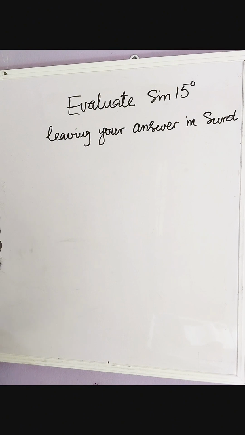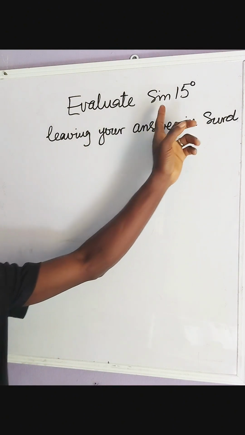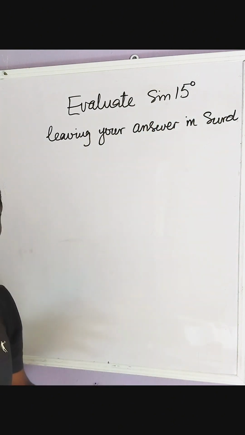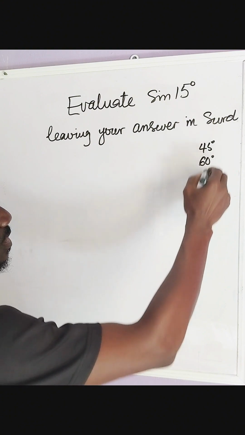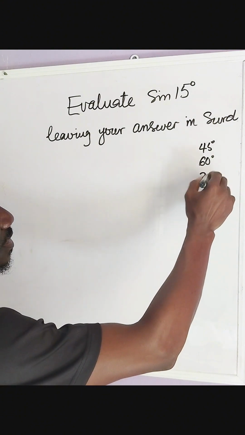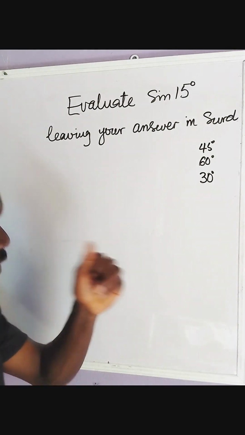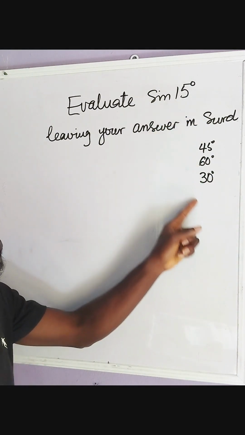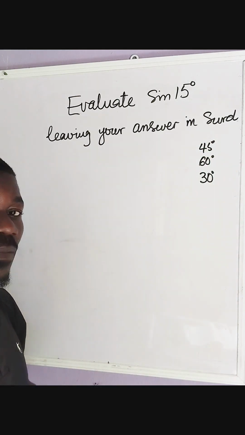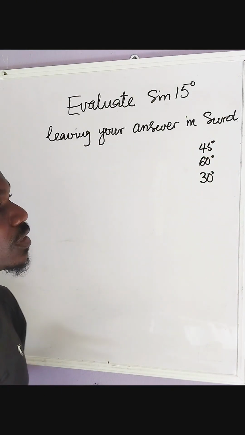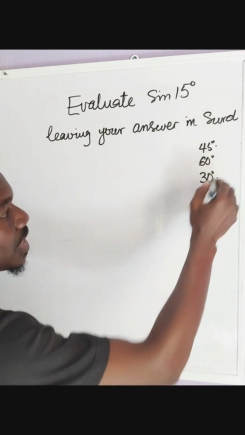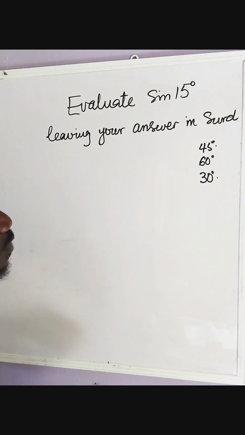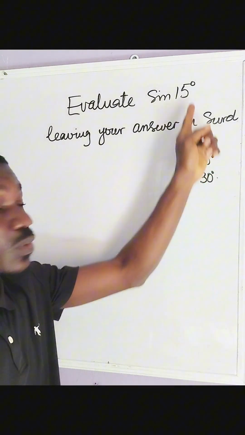First of all, we need to recognize that for us to evaluate sine 15 degrees, we need to employ the special angles. And what are the special angles? The special angles are 45 degrees, 60 degrees, and 30 degrees. So how do we get 15 degrees from any of these? Either by addition or by subtraction, and we'll have to pick 45 and 30, which means 45 minus 30 will give us 15.